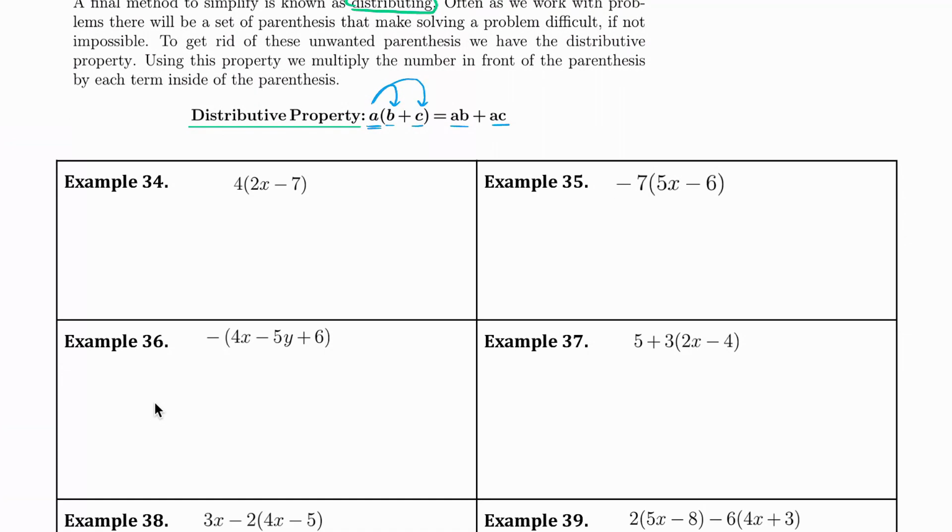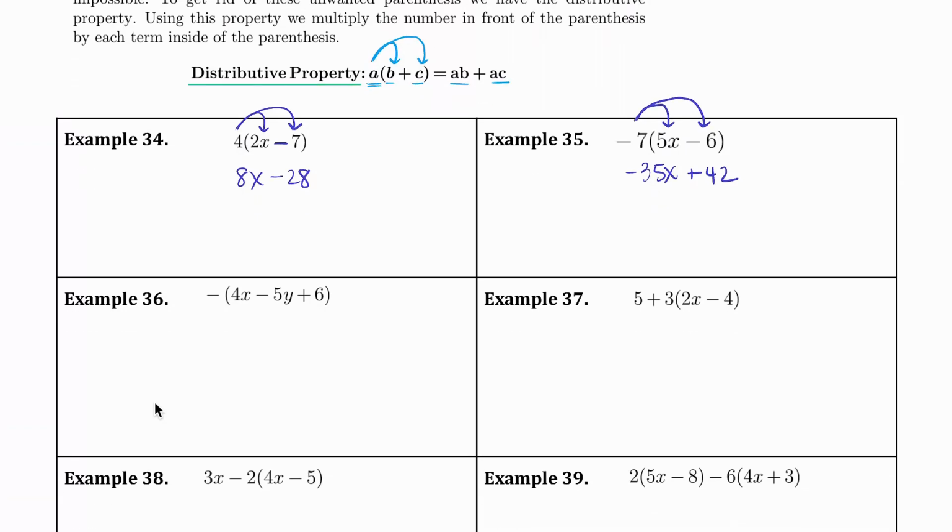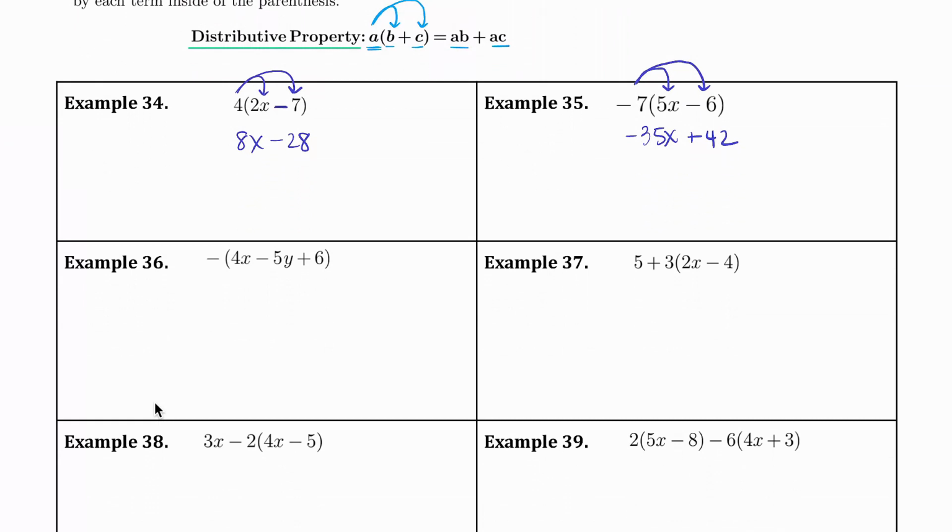So looking at these examples when we're multiplying, 4 times 2x gives me 8x. 4 times negative 7, don't lose your symbol, is negative 28. On example 35, we're distributing a negative 7. Negative 7 times 5x is negative 35x. Negative 7 times negative 6, positive 42. We stop there because we can't combine any like terms. There are no like terms.